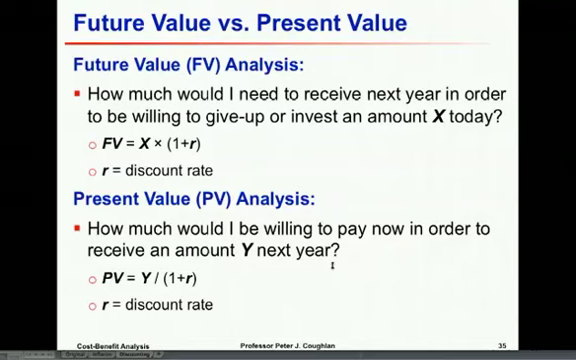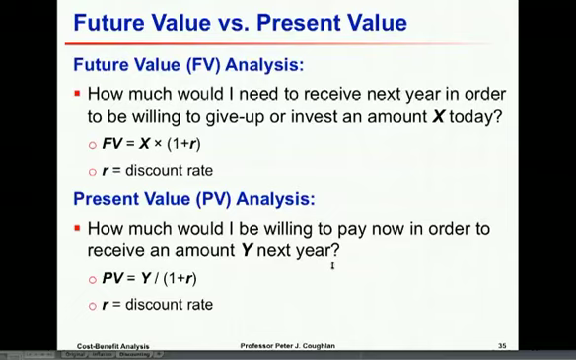So the future value is equal to X, which I give up today, times 1 plus R, where R is the discount rate. So if R is the 7% we talked about, the future value for 1 year from now is X times 1.07, which is going to give you something larger than X. So the future value of something is going to be a larger number. X today has a future value that's larger than X.